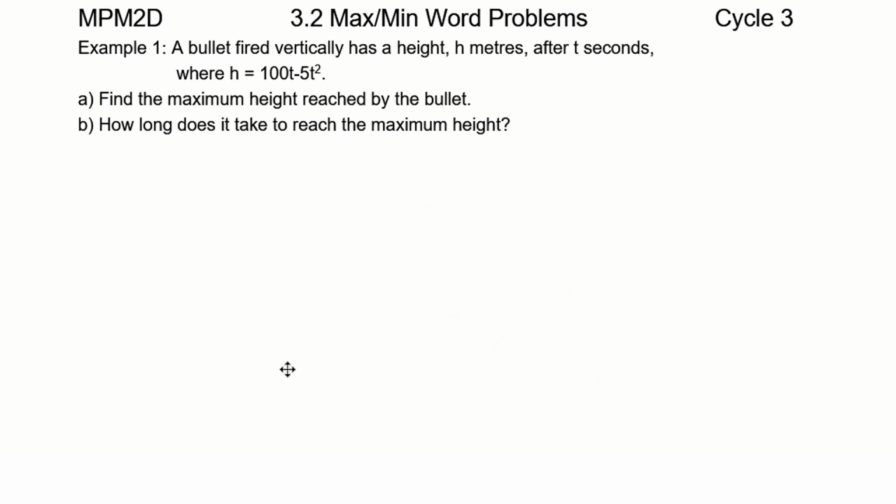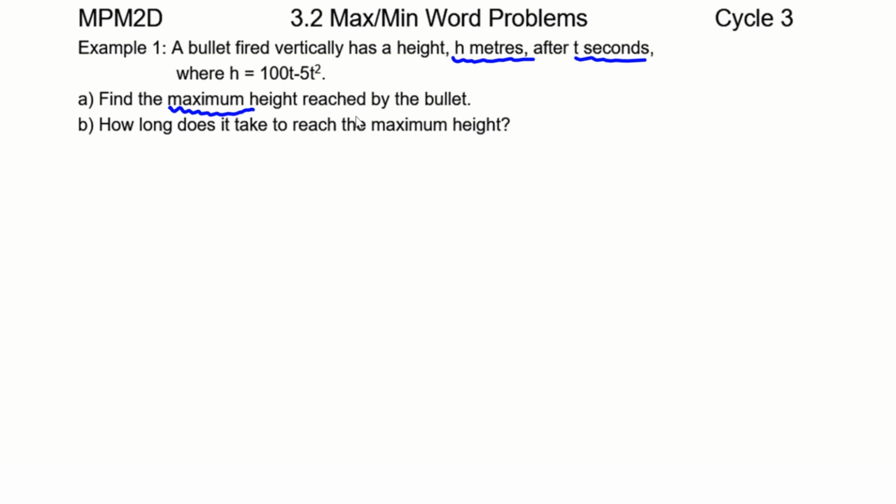In this lesson, we are going to solve problems involving maximum and minimum. Example 1: a bullet fired vertically has a height h in meters after t seconds. The equation is given as h equals 100t minus 5t squared. Question A asks you to find the maximum height reached by the bullet.